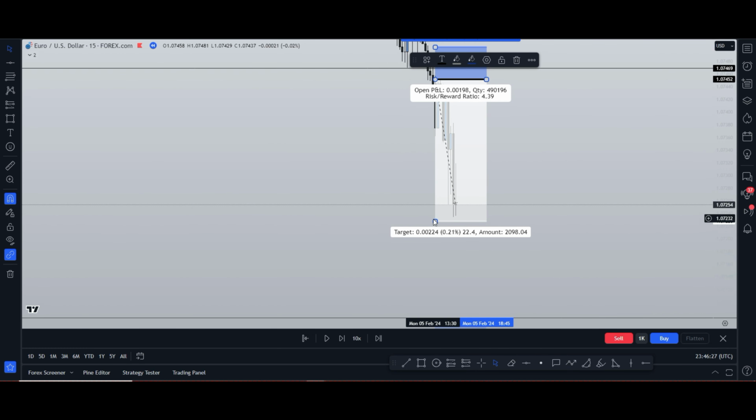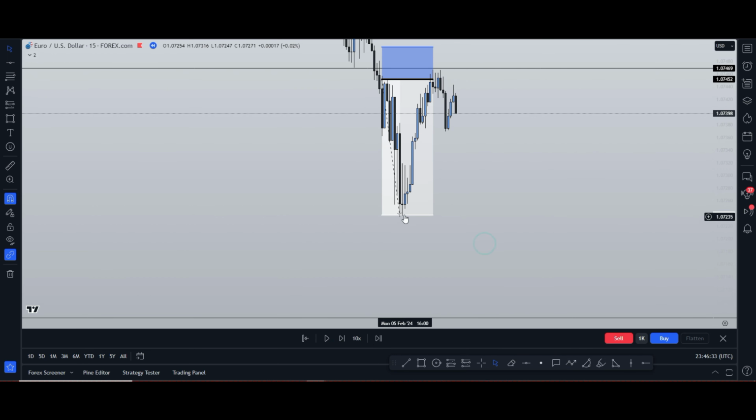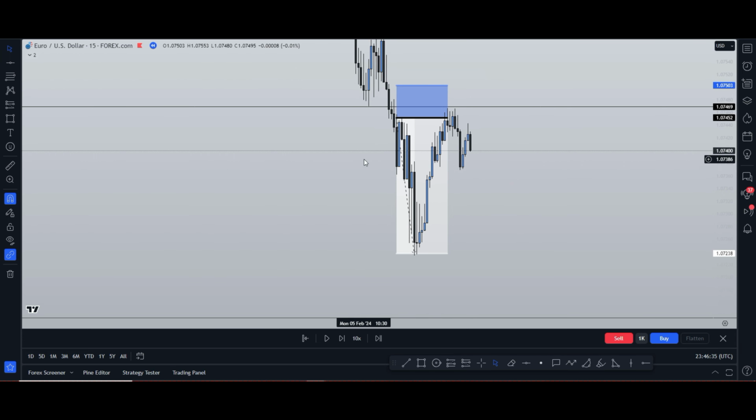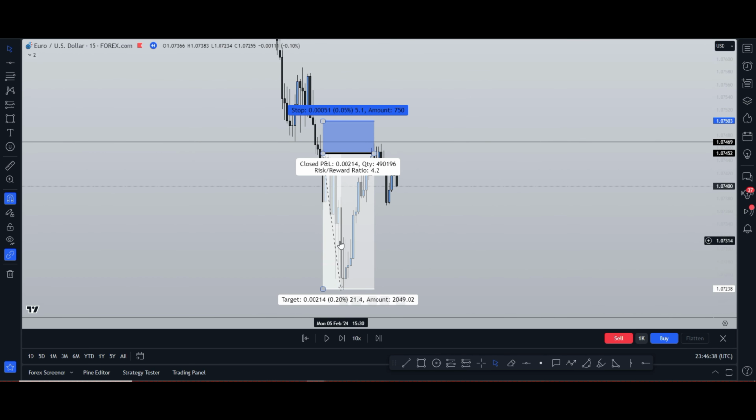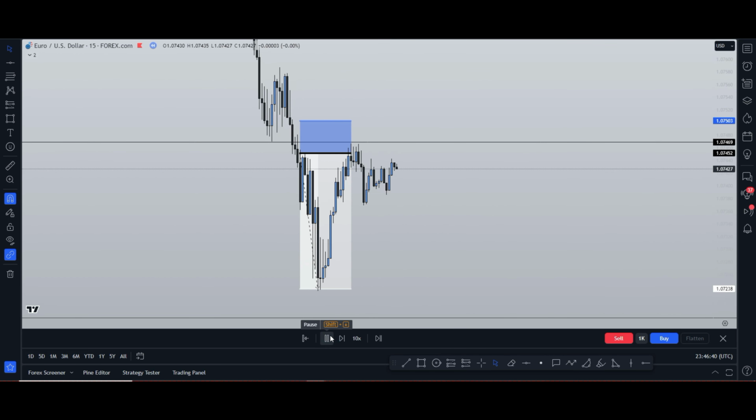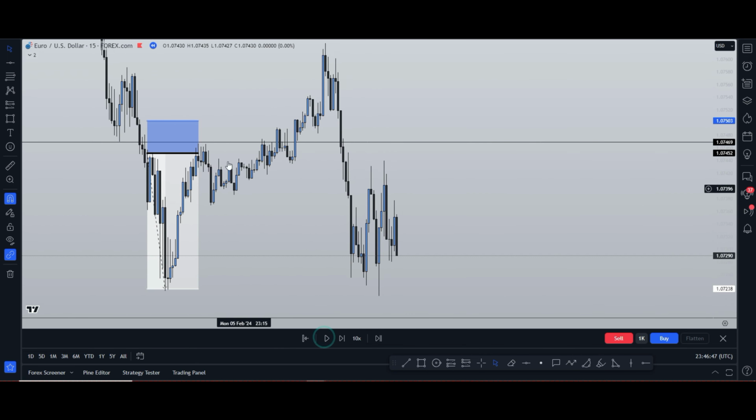So far we are looking at a 1 to 4. Let's see there. Okay, even 1 to 4, can't complain with that, guys. So let's see what keeps happening, what we've done for the day. Move on to the next day. 1 trade per day. Okay, so that's Monday.